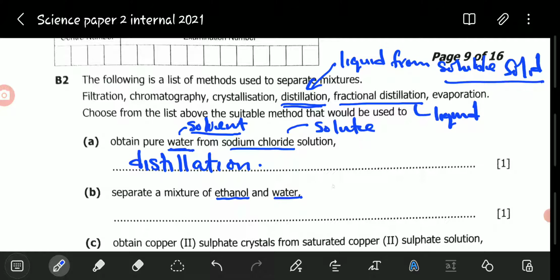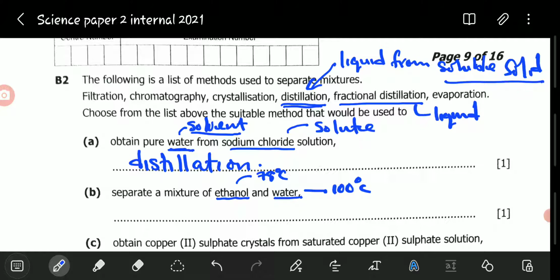However, water has got a boiling point of 100 degrees Celsius, while ethanol has got a boiling point of 78 degrees Celsius. So you can see that these two liquids have different boiling points, they mix fully, and they are all liquids. And we want to separate the mixture. Here they've not told us which one is important, so both of them are important.